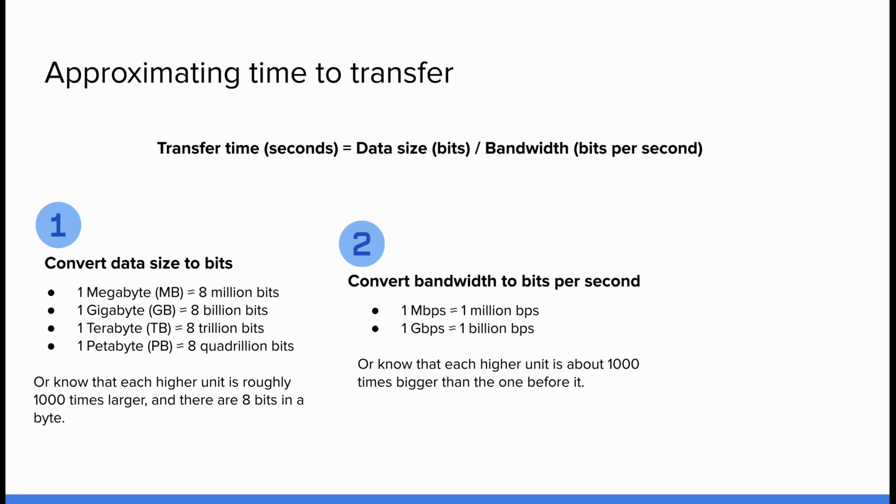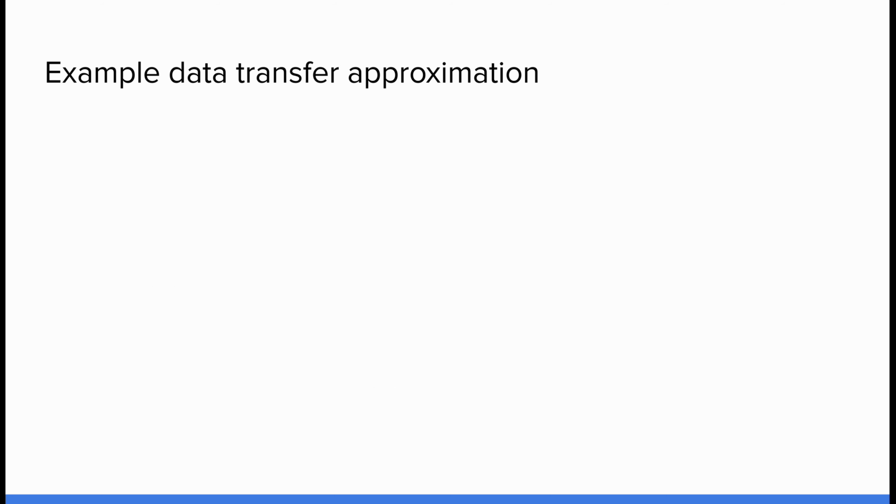You can just remember that each higher unit is about 1,000 times bigger than the one before it, and that will give you a good approximation. Once you do these 2 steps, you can then divide the data size by the bandwidth to figure out how long the transfer will take. So this is how you determine how long it will take to transfer data given the size of the data and the internet connection. Now, if we look at an example, this becomes a little bit more clear.